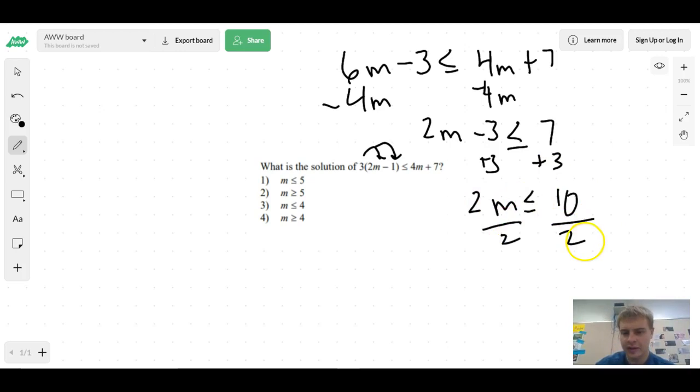Then I'm going to divide by 2 and get m is less than or equal to 5, which would be that one for our case. Again, the only time you're going to flip this inequality sign is if you divide by a negative number. We did not divide by a negative number, so we won't flip the inequality sign. Let's try the next one.